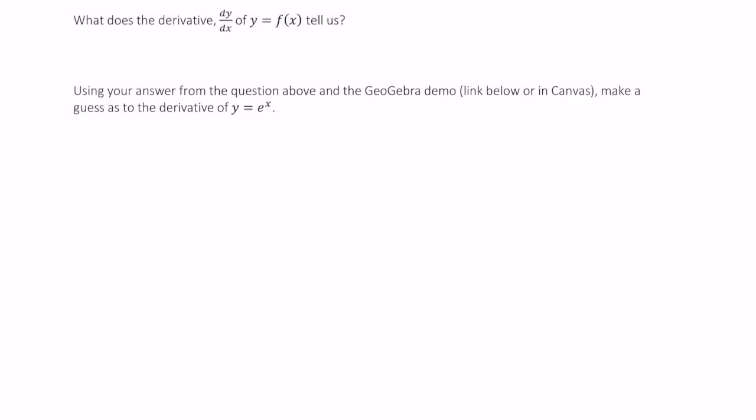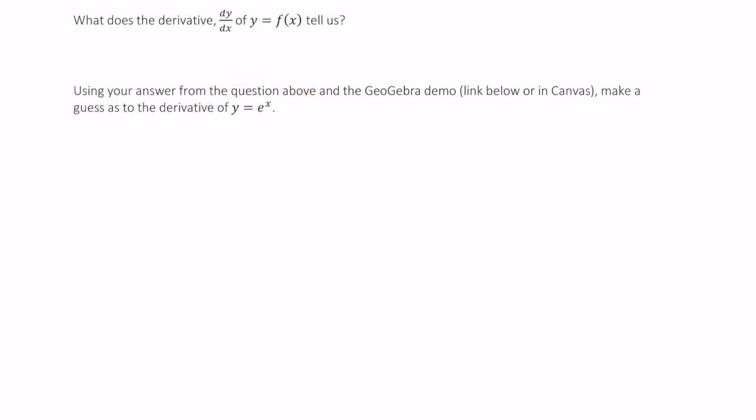Welcome. In this video, we're going to remind ourselves of what the derivative as a function is actually telling us. And then we're going to use a GeoGebra demo, which is in Canvas, to make a guess as to what the derivative of e to the x is.